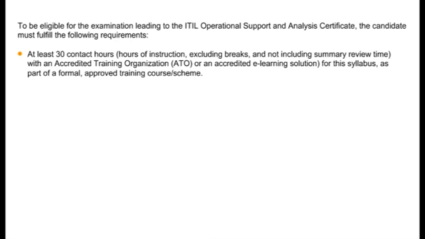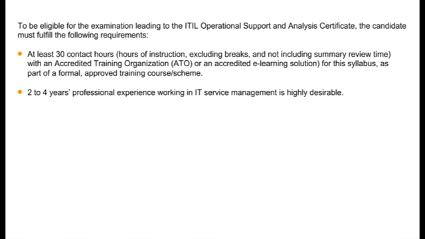To be eligible for the examination leading to the ITIL Operational Support and Analysis Certificate, the candidate must fulfill the following requirements: at least 30 contact hours of instruction, excluding breaks and not including summary review time, with an accredited training organization, ATO, or an accredited e-learning solution for this syllabus as part of a formal, approved training course scheme. 2 to 4 years professional experience working in IT service management is highly desirable.